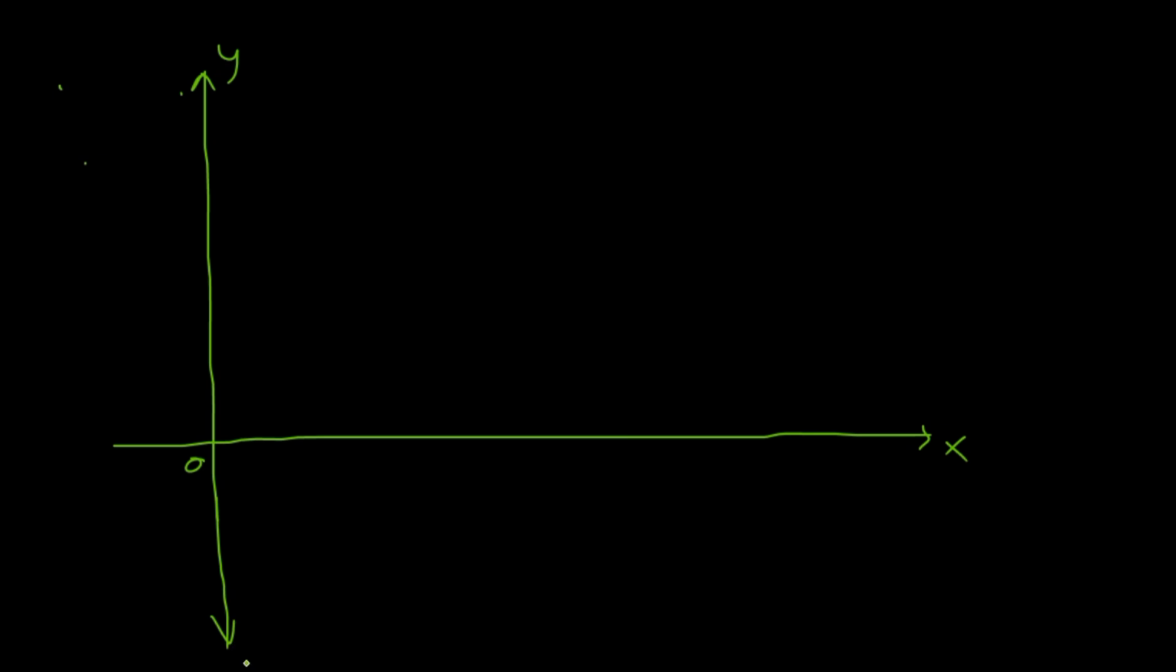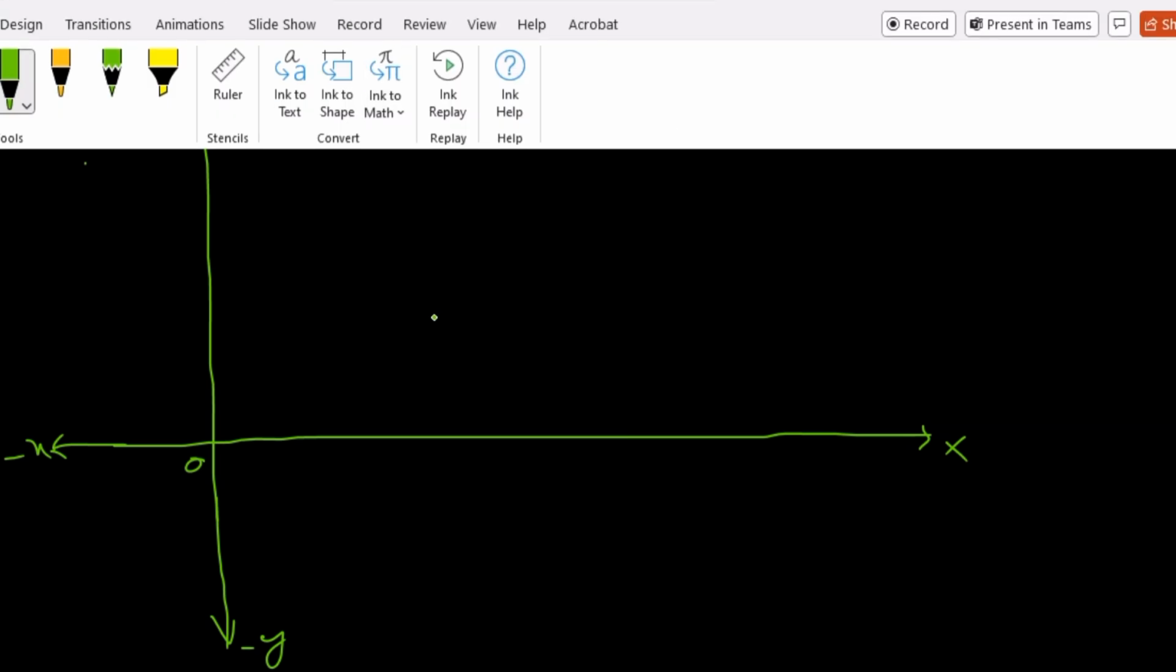This is our y-axis. Suppose this is our x-axis. This is the origin. This is the y-axis, and this is negative y. This is negative x.